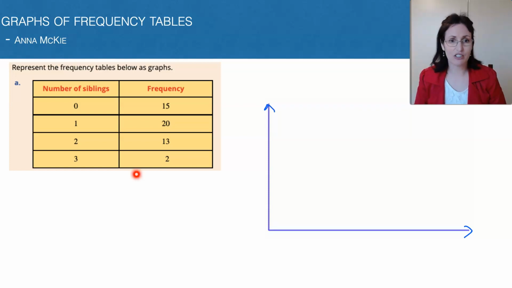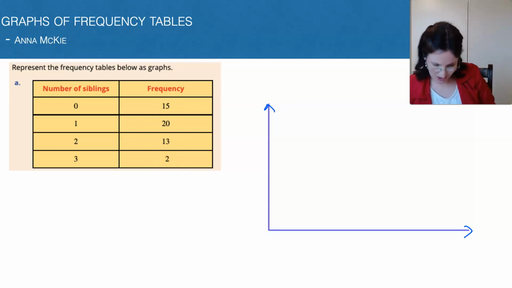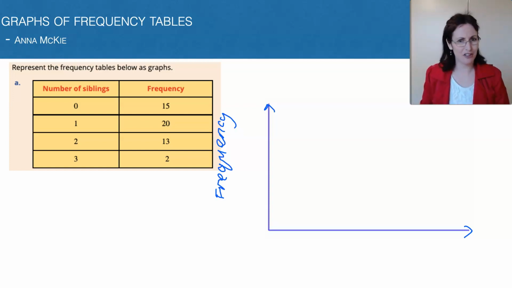Which would be our horizontal and which would be our vertical axis? Frequency we tend to put on the vertical axis. So let's write the word frequency. You can either write it horizontally, I'll do that this time around. I think I meant to say vertically. And on the horizontal axis, we would have the number of siblings.